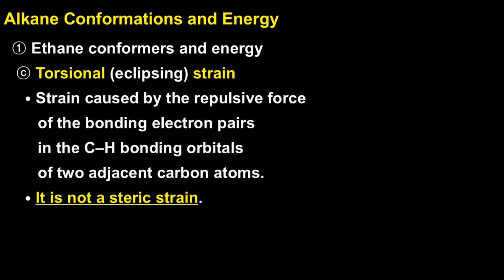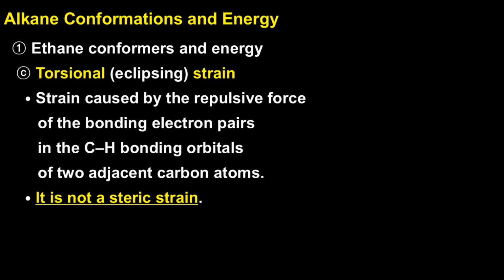Now keep in mind, torsional strain and steric strain are two different things. Torsional strain happens when bonding electrons repel each other because the bonds are lined up, like in the eclipsed conformation. It's all about electron repulsion between bonds that are too close. Steric strain, on the other hand, is more about size. It shows up when atoms or groups physically crowd each other, especially if they're bulky and don't have enough room to spread out. In the case of ethane, we're only dealing with small hydrogen atoms, so there's no real steric hindrance to worry about.